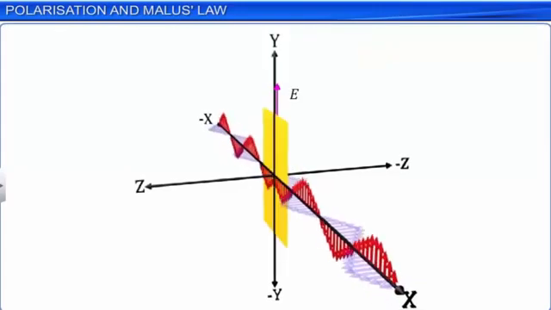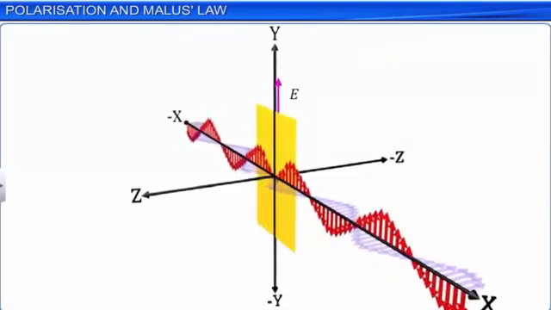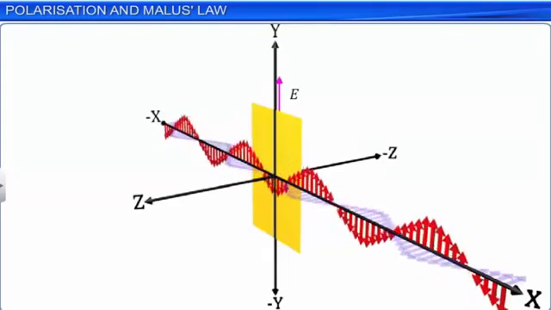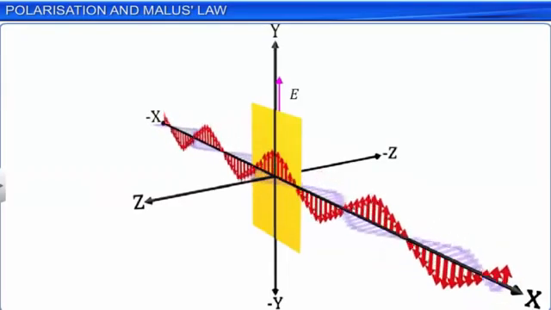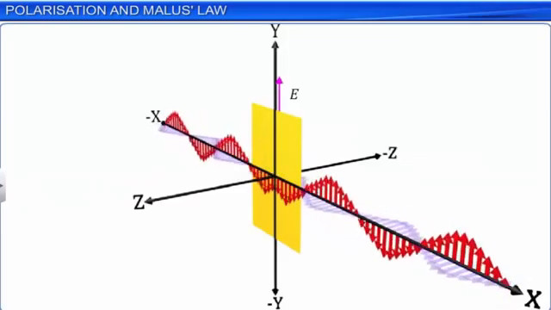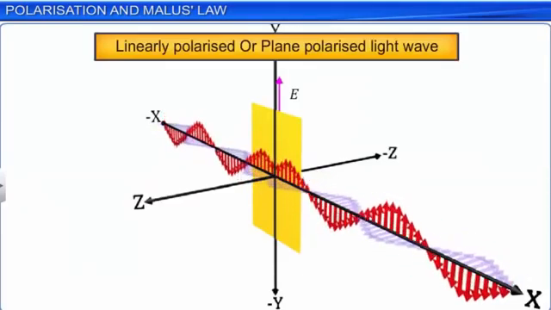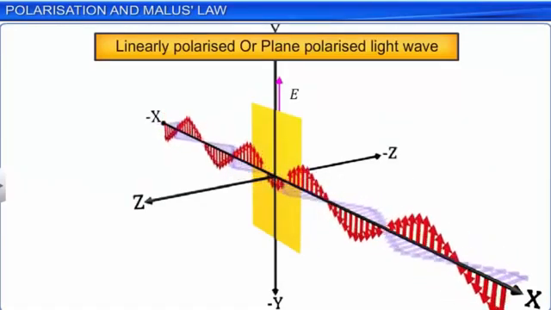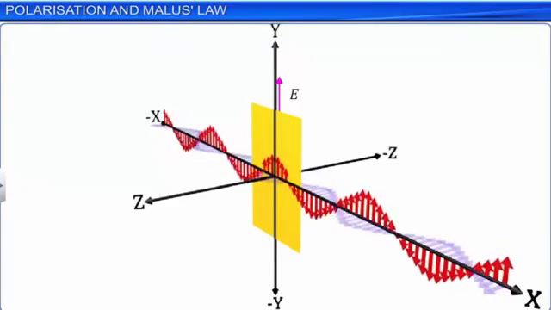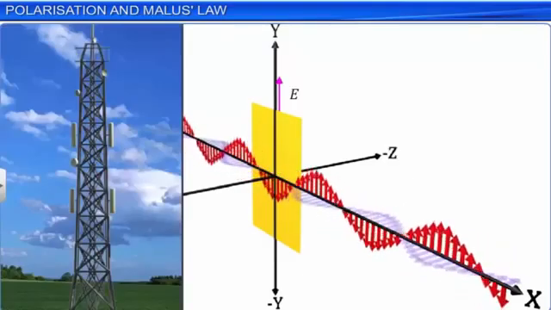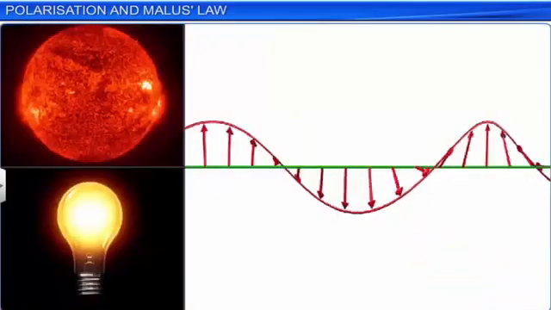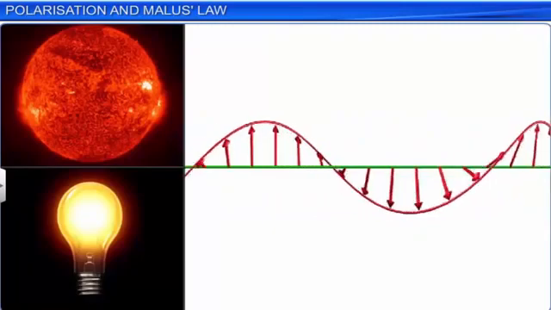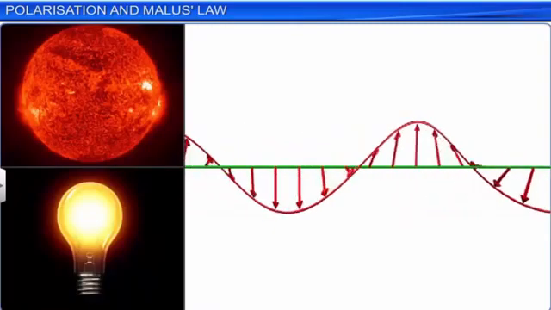The plane determined by the E vector and the direction of propagation of the wave is called the plane of polarization of the wave. If E field remains in a fixed direction, then the wave is said to be linearly polarized or plane polarized. The electromagnetic waves used for radio and TV transmission are plane polarized. The light from sources like the sun or an incandescent light bulb do not show single plane polarization.